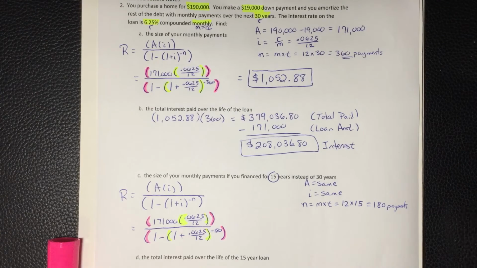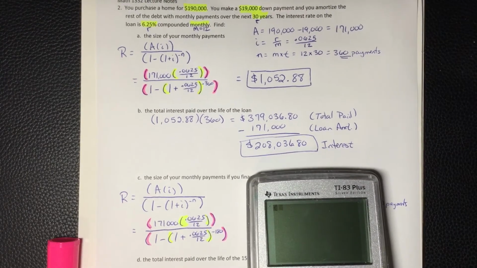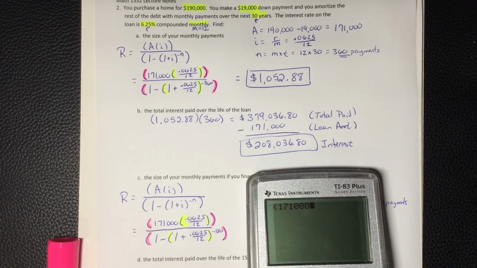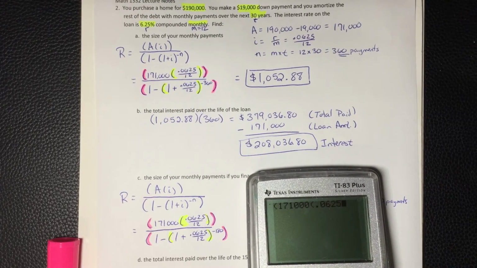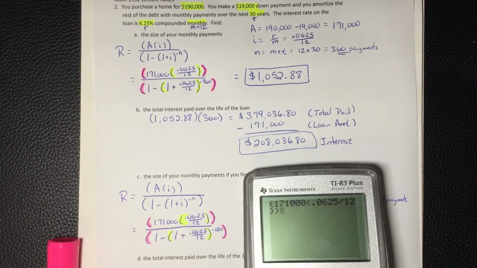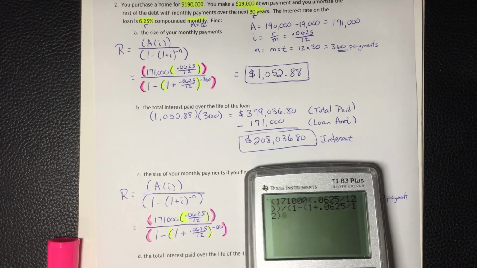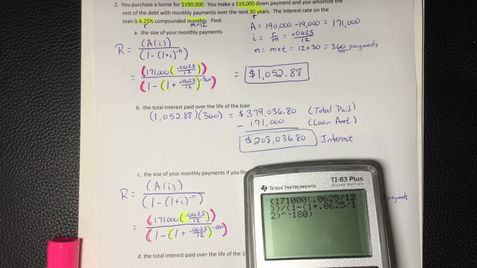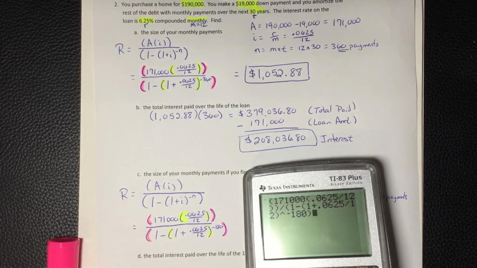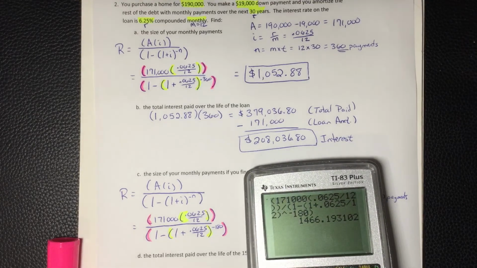All right, so let's go ahead and try to enter that. Okay, 2 parentheses to close the top, divide, parenthesis 1 minus, parenthesis 1 plus, enter I again, raise it to the negative 180 and close the parentheses. So if you need to pause the video and just take a second to enter that, make sure you're getting the same answer as me.